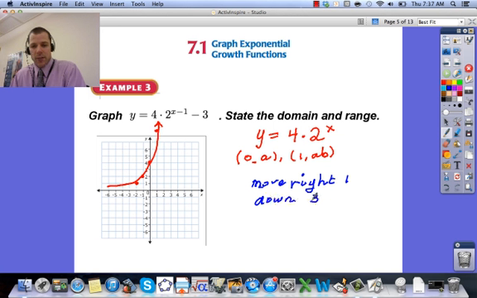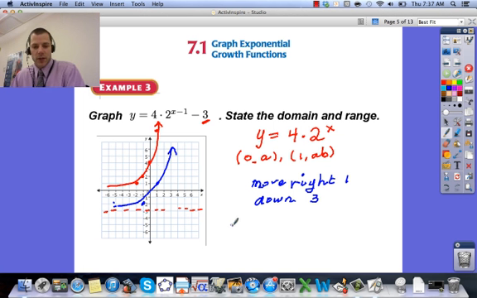Now, we talked about the horizontal asymptote being the x-axis, but now look at k. K is -3, so our new horizontal asymptote that we're not going to cross is -3. So I'll draw that in real quick. So now just move your points. 1 right, 3 down for every point. So 1 right, 1, 2, 3 down. 1 right, 1, 2, 3 down, and that's good enough. Okay, and you should see it. It looks like it goes 1 right, 3 down.